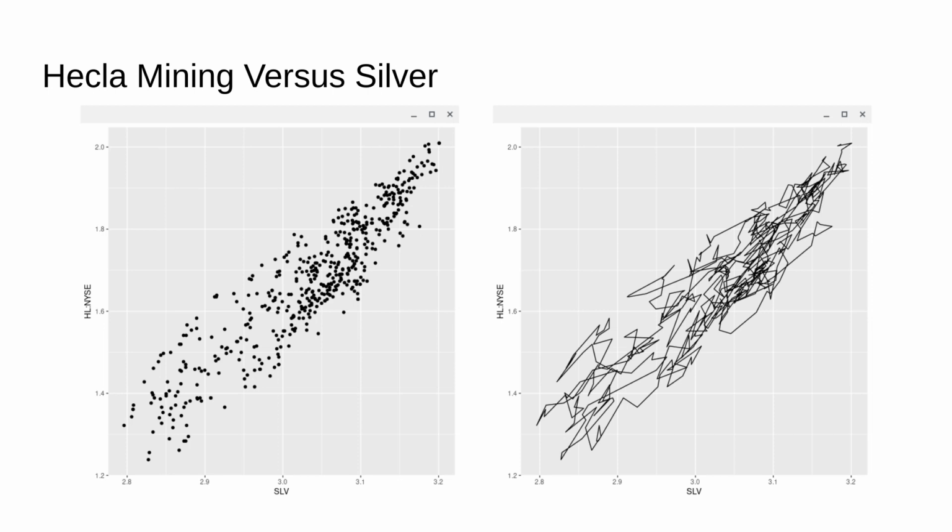Here's Hecla. We have 1 dot per day. On the x-axis, we have the logarithm of the silver price, and on the y-axis, we have the logarithm of the share price. You can see the cloud of points trends upwards, and it sort of forms a fat line, I guess I might say.